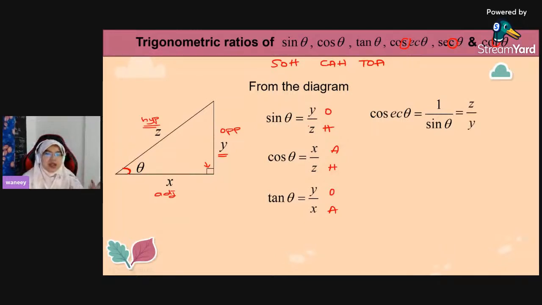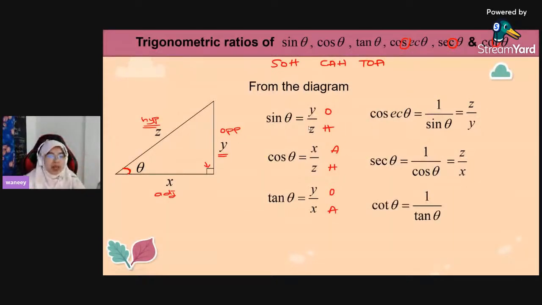What about secant theta? Secant theta is 1 over cos. Cos is x over z, so by taking the reciprocal, it should be z over x. And then cotangent: the third letter is a T, therefore this is 1 over tangent. Tangent is y over x, therefore cotangent will be x over y. So we simply flip the numerator and denominator. Those are the trigonometric ratios.